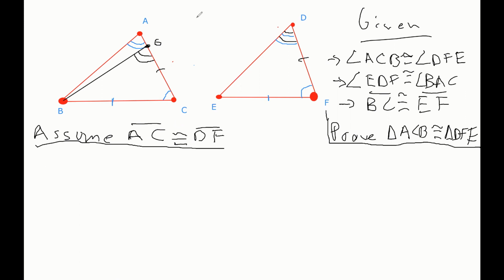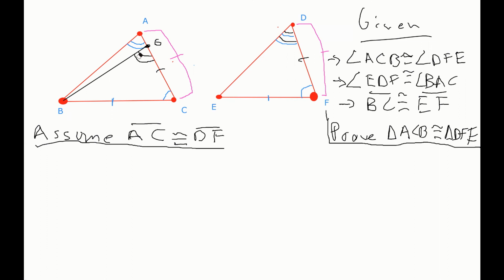So again, let me switch colors here just so we can get a better idea of what's going on. That is this side right here, AC. This side is congruent to DF. So now we have a side that's congruent. We have two sides that are congruent. We have an angle between them that is congruent. And we also have another side right here that is congruent.